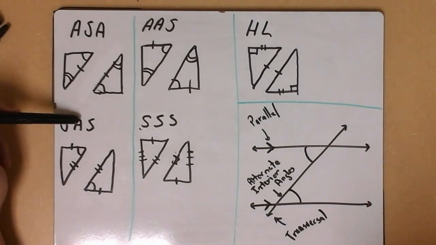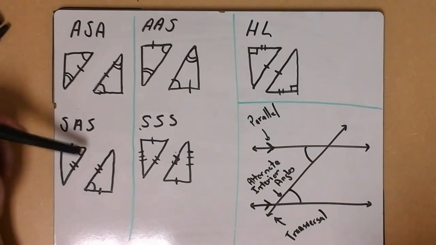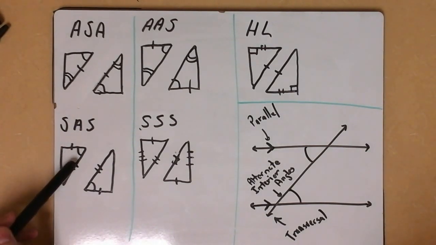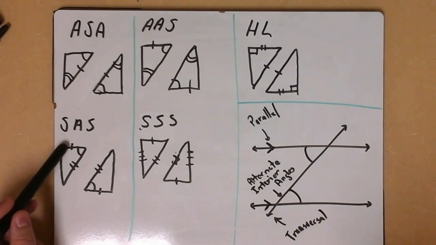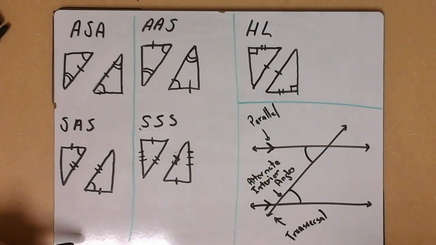This here is side, angle, side. So I have a side and a side congruent, an angle and an angle, then a side and a side. Side, angle, side. Notice how I'm tapping these to make sure. Because if I put, let's say, this angle out here, it's a different postulate, okay? And it necessarily might not be one at all.